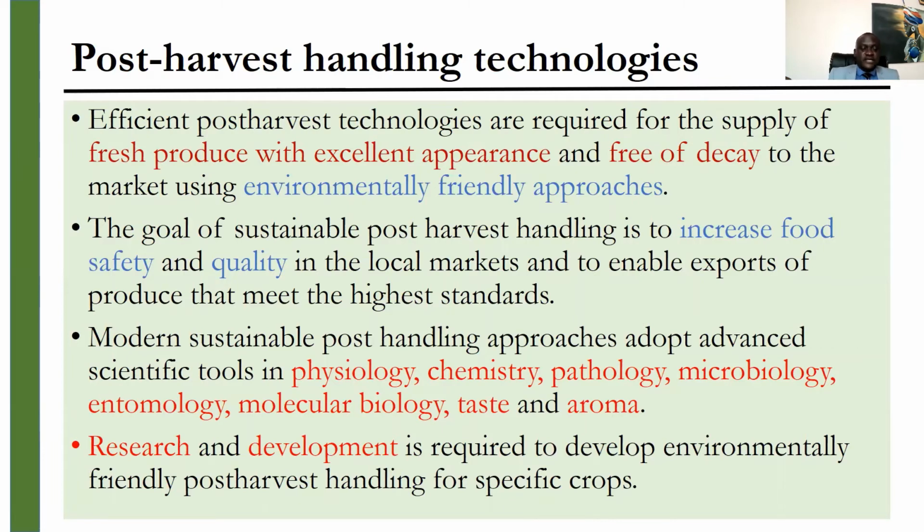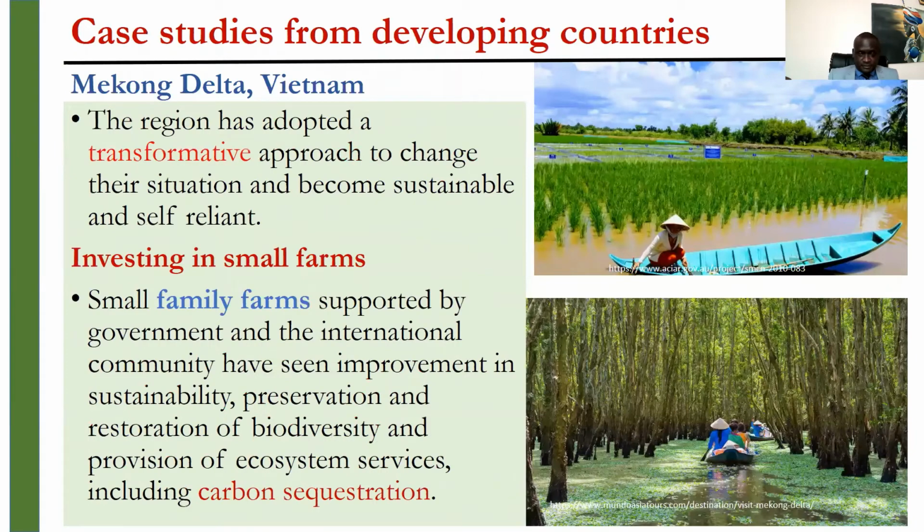So modern sustainable ways of doing this, of course, include adapting advanced scientific tools, for example, in physiology, in chemistry as well, and in pathology, microbiology, entomology, molecular biology, to also looking at taste and aroma of these particular crops. So again, research and development is very much required here to develop environmentally friendly post-harvest handling for specific crops.